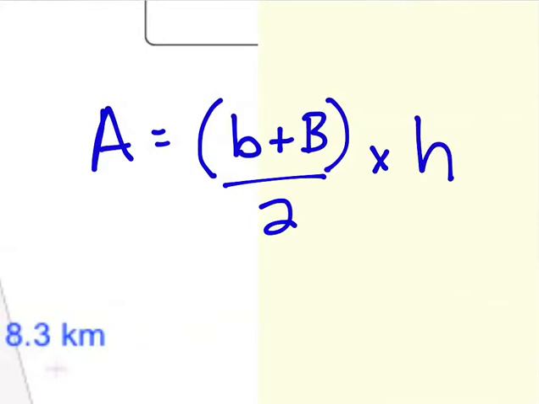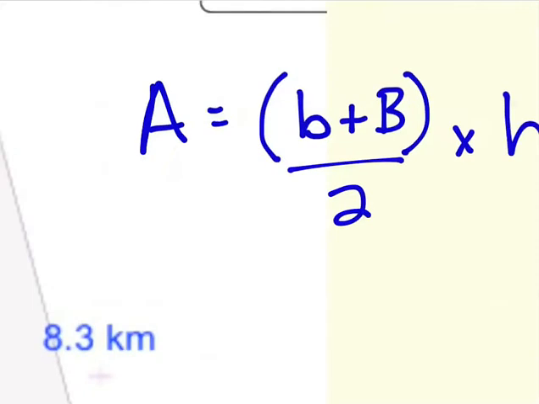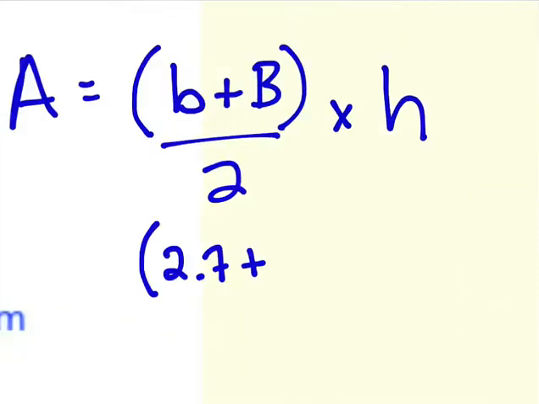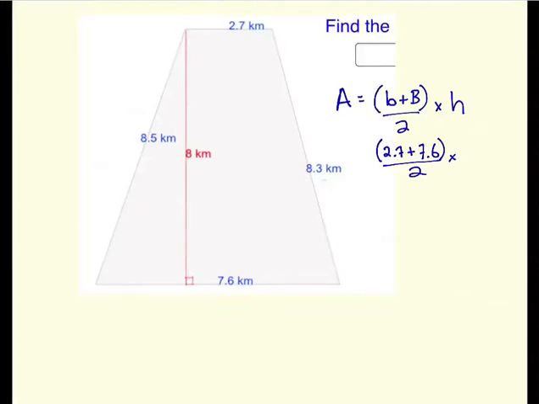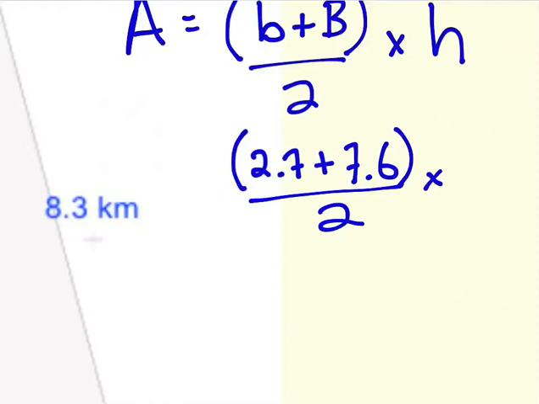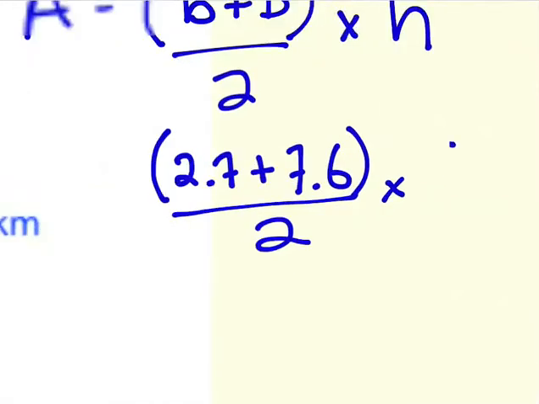All right, so let's fill in what we know. So little base is 2.7 kilometers. So this is huge. So 2.7 kilometers. And the big base is 7.6 kilometers. Divide all that by 2 and times the height. Make sure you're getting the decimals correct. So times the height, which is 8 kilometers.